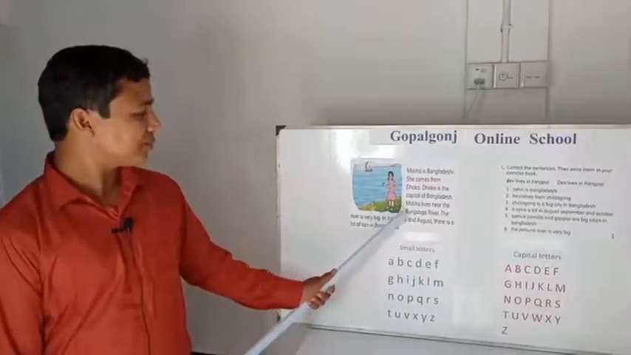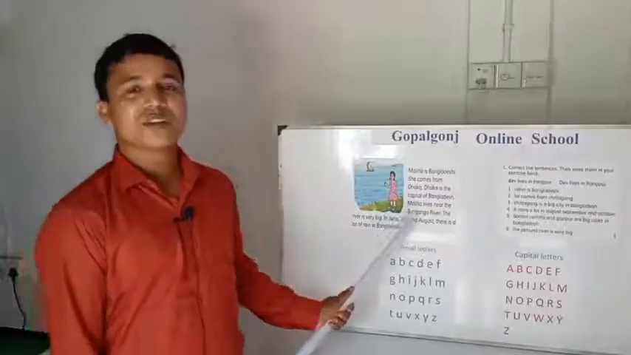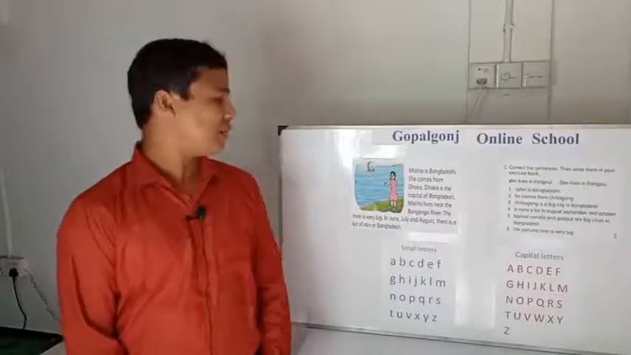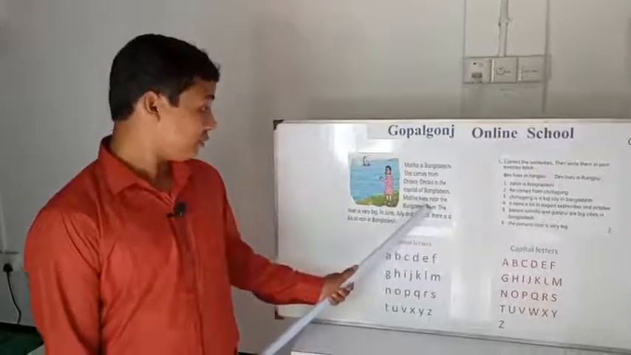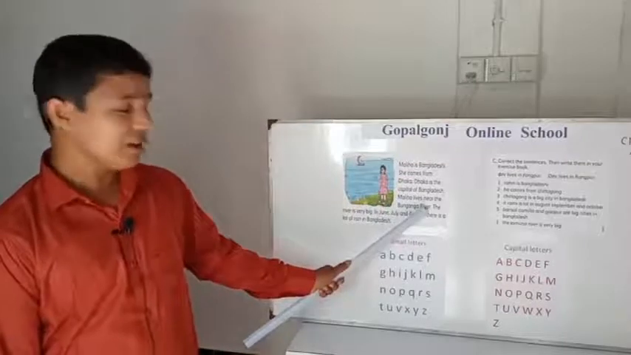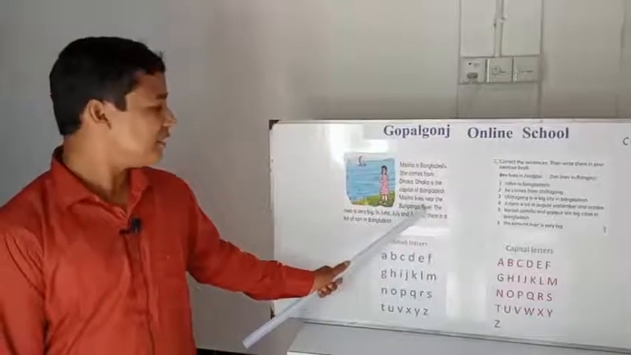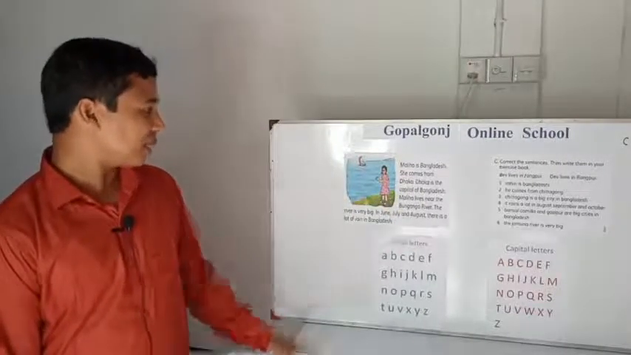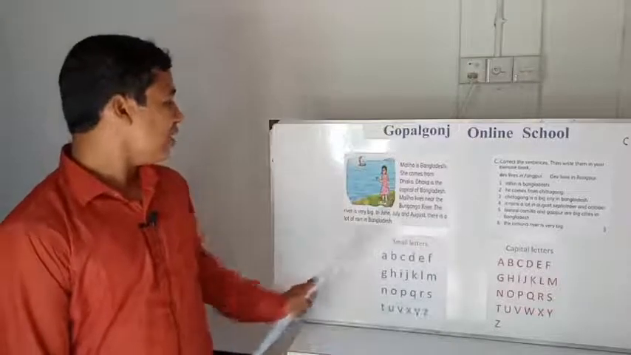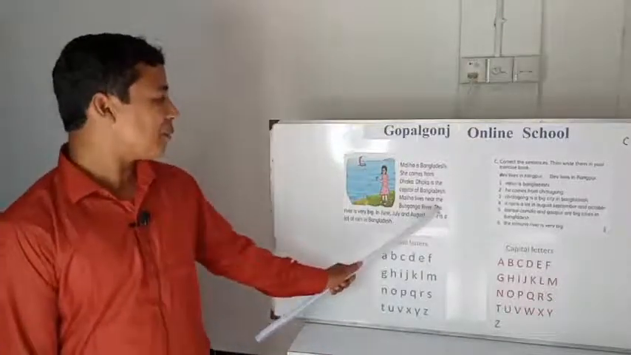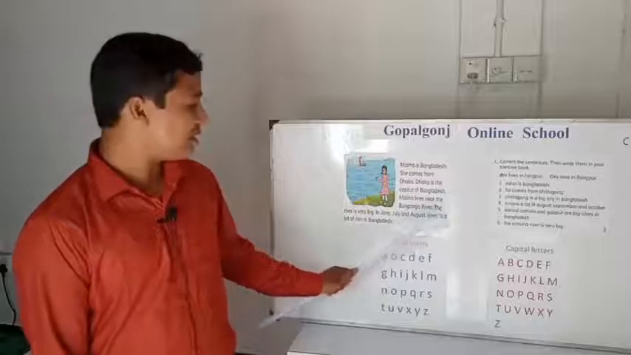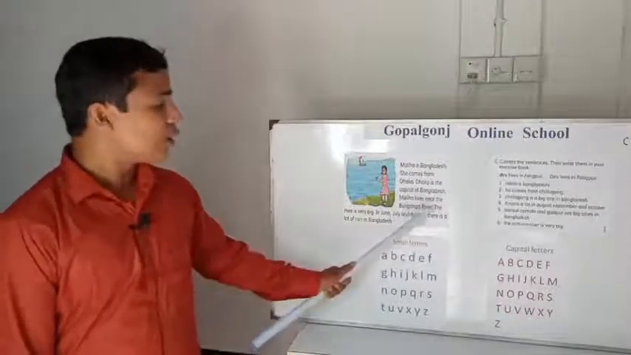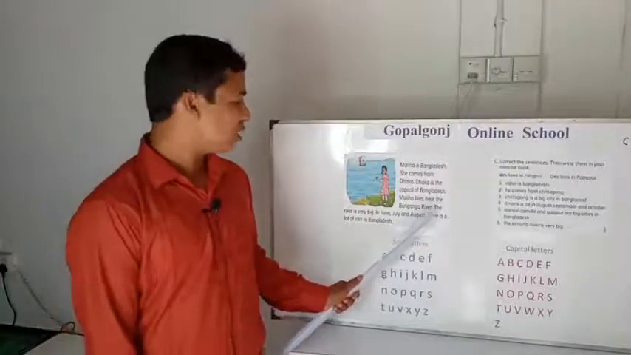Buriganga's B is in capital letter because Buriganga is the name of a river, and in the word river, R is also in capital letter. Then, the river is very big. Here the first word of this sentence is "The", and the first letter of this word, T, is in capital letter.